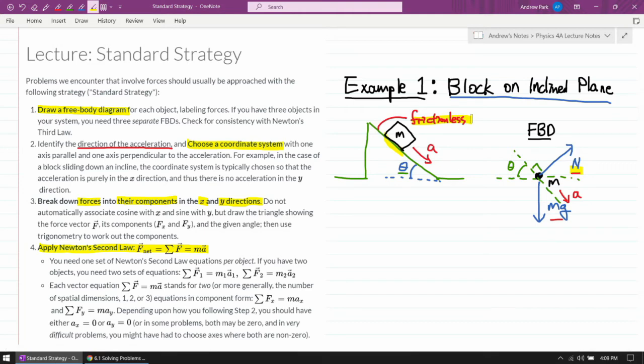Okay, let's do step number 2. Identify the direction of acceleration. We've already done that. So the only thing remaining to do is define our coordinate system.